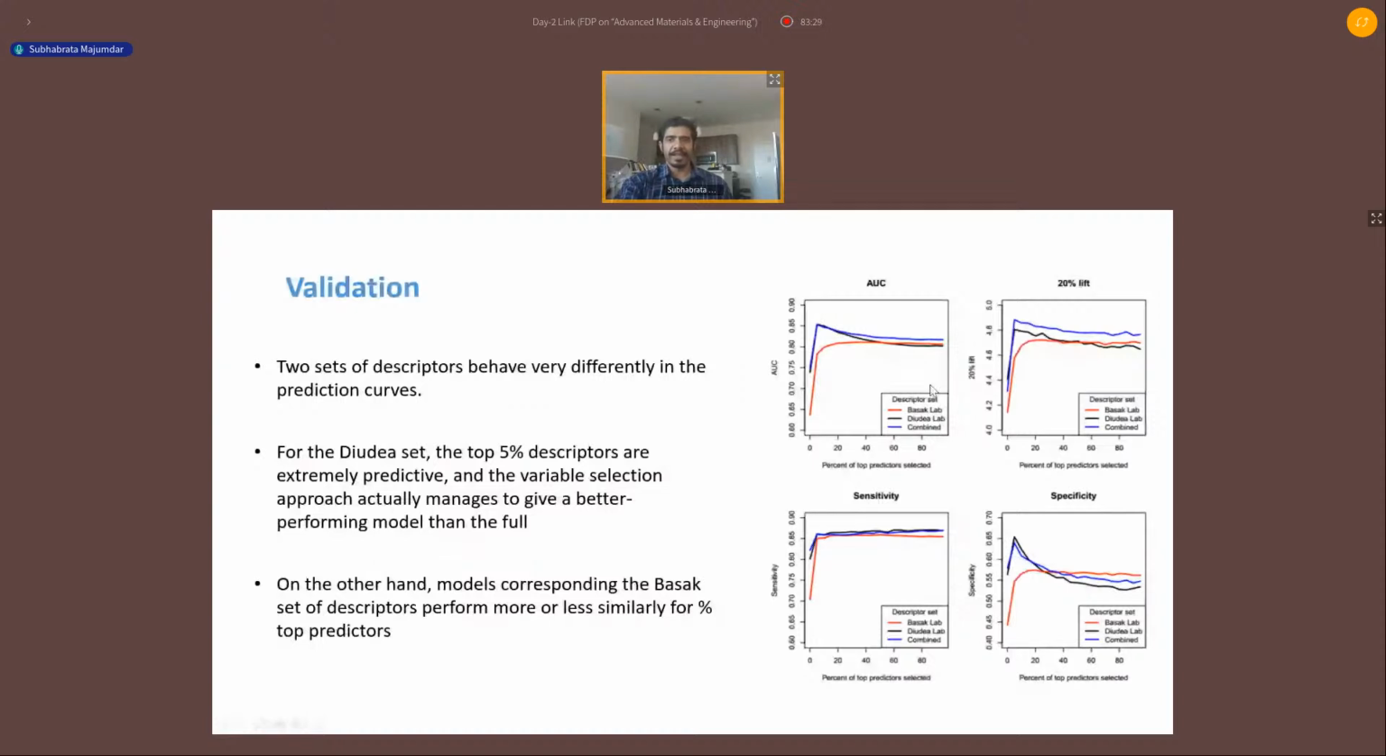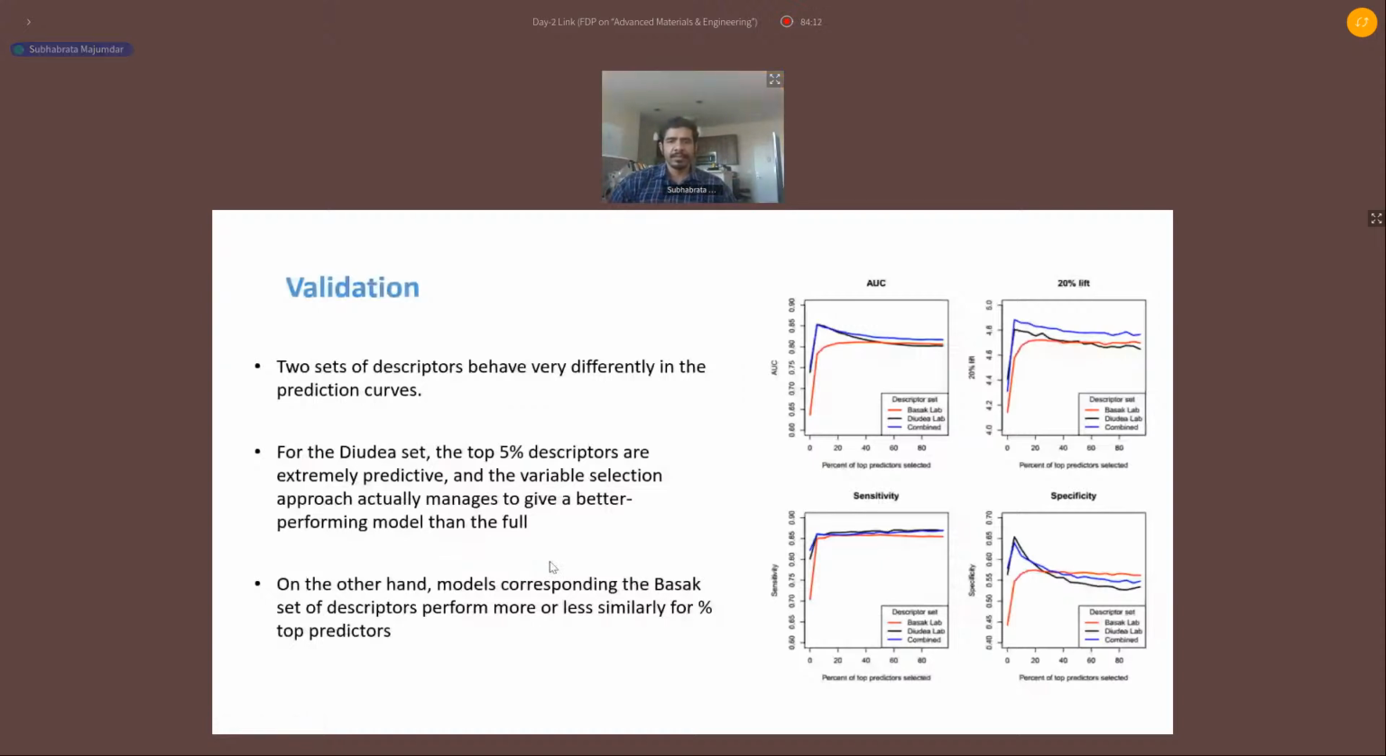And this performance holds for all the metrics. You can see that for AUC, this holds. For 20% lift, it holds. For specificity, it holds. And for sensitivity, it's about the same. But the advantage is quite visible for the other metrics. And also there were other two as well, which I'm not showing here right now because of the shape of the slide, but it happens for the others also. So there is an indication that variable selection is working.